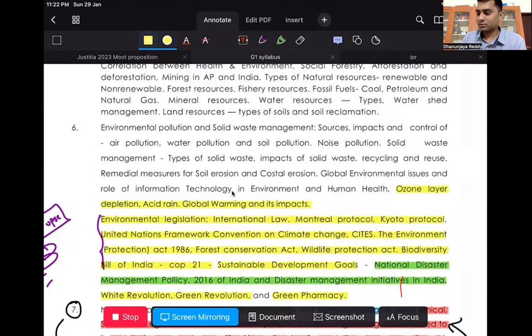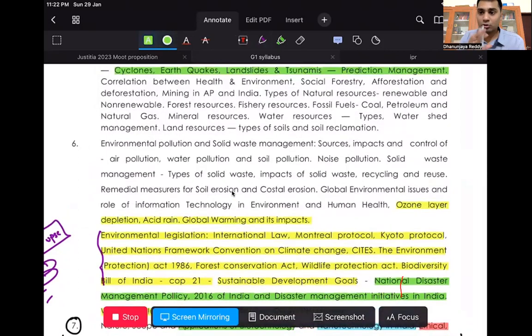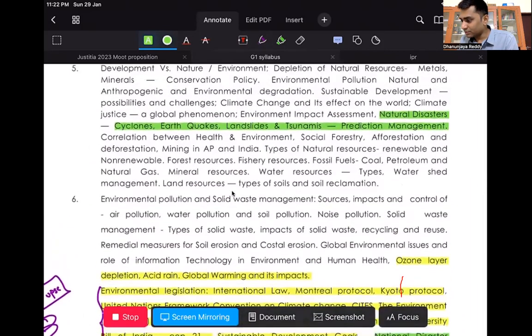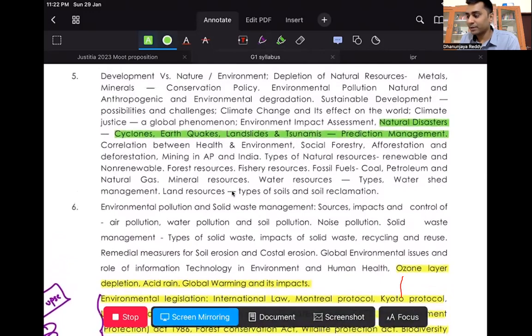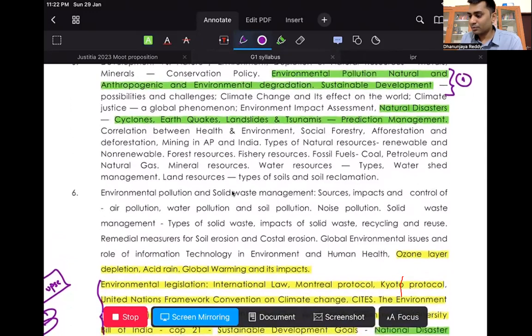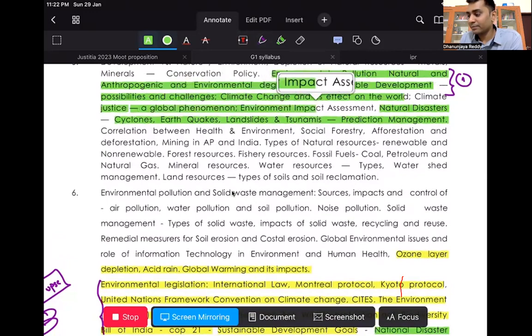Now look at this pollution concept. So pollution anta ochoda, we should prepare. For example, have a look at it. Pollution where did it start from. You'll find something called development versus nature versus environment, depletion of natural resources. Now they have said environmental pollution, natural and anthropogenic causes, environmental degradation, sustainable development. So this will start here, first one, right? Possibilities of sustainable development, challenges, climate change is an impact of your pollution and its effects on the world, climate justice, global phenomena, environmental impact assessment, directly this one.